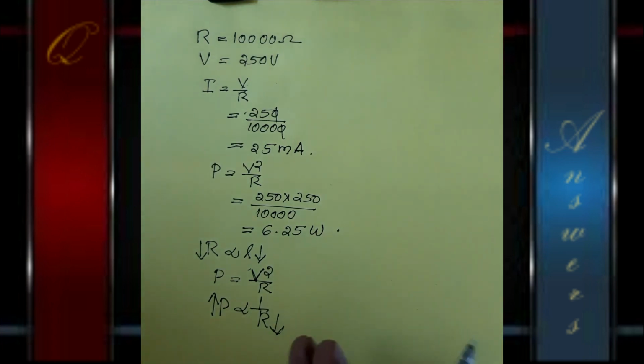What does it mean? Power increases. Power increases means that the device will be delivering more heat. So that is the answer. When length is decreased, the resistance is decreased, so power is increased and the device will be delivering more heat.